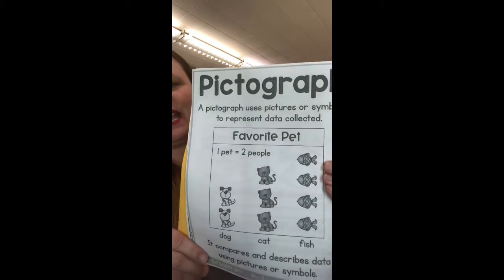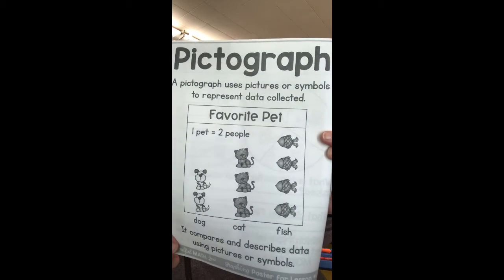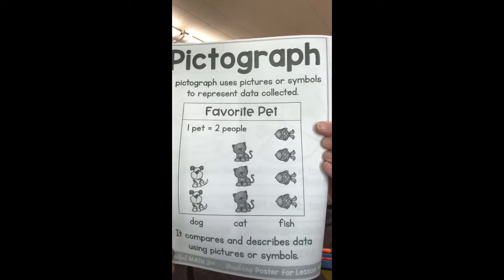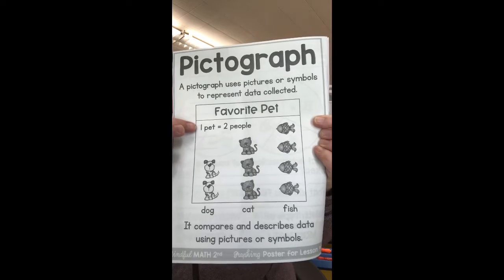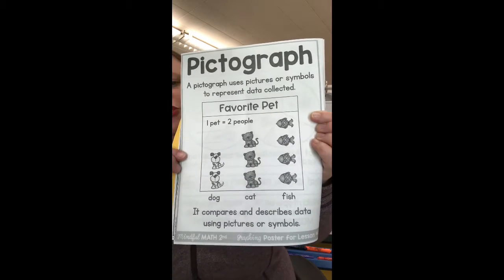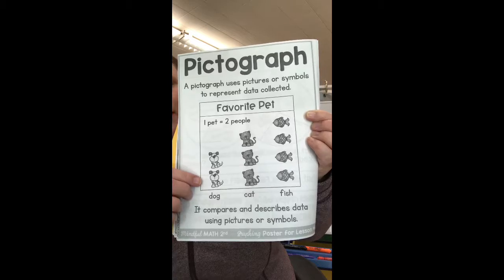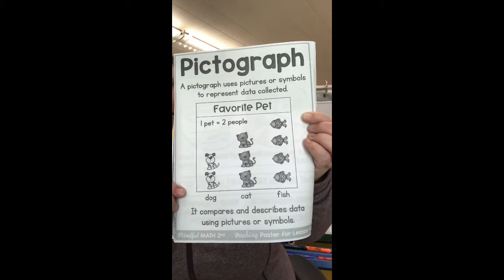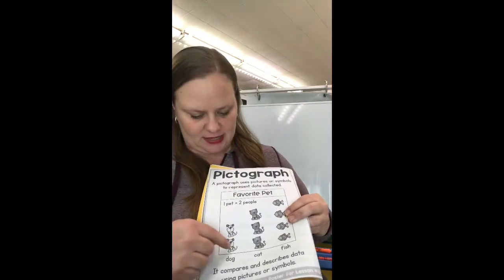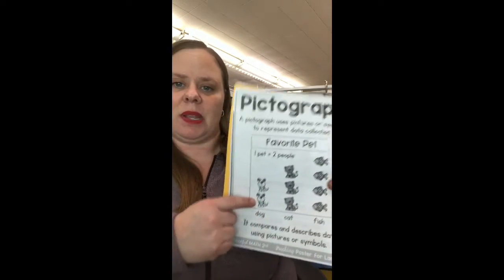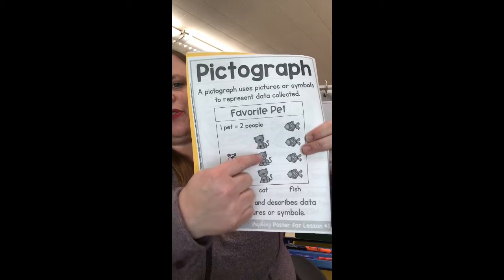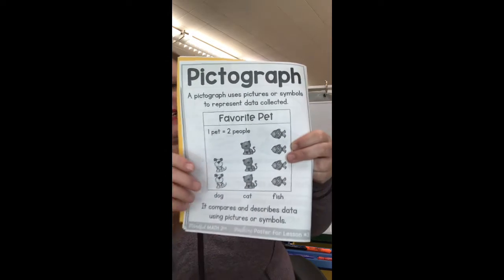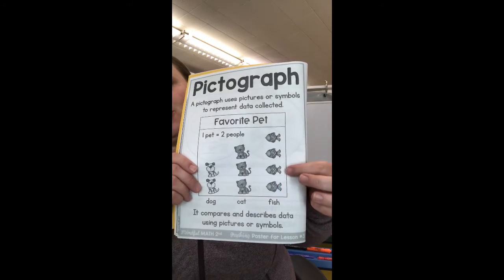A pictograph is pictures or symbols that we use to represent the data that we collected. So in this example, we can see that one pet represents the same as two people. So if we look over here, 4 people have dogs because one of those pictures represents 2 people. If we look over here, under cats, 2, 4, 6 people have cats. And if we look over here, 2, 4, 6, 8 people have fish.